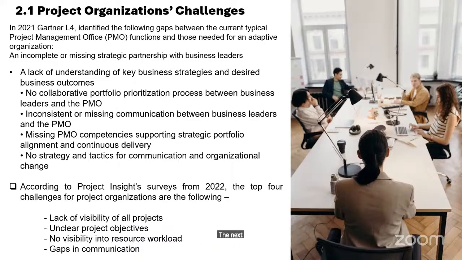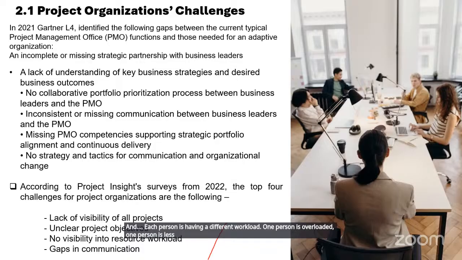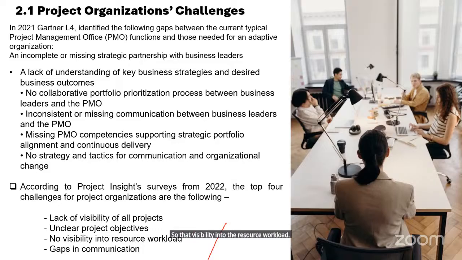The next point is no visibility of the resource workload. So what is resource workload? It is the load of the person who is working in the project. Assuming you have 4 or 5 people working in the project, and each person is having a different workload. One person is overloaded, one person has less load, one person is equally loaded. So visibility into the resource workload is not very clear. That also has to be in place so that people are not tired out and they can achieve the project goals easily.